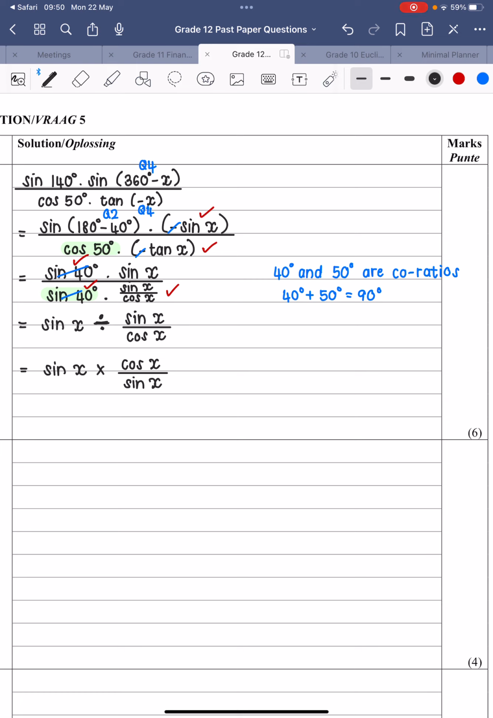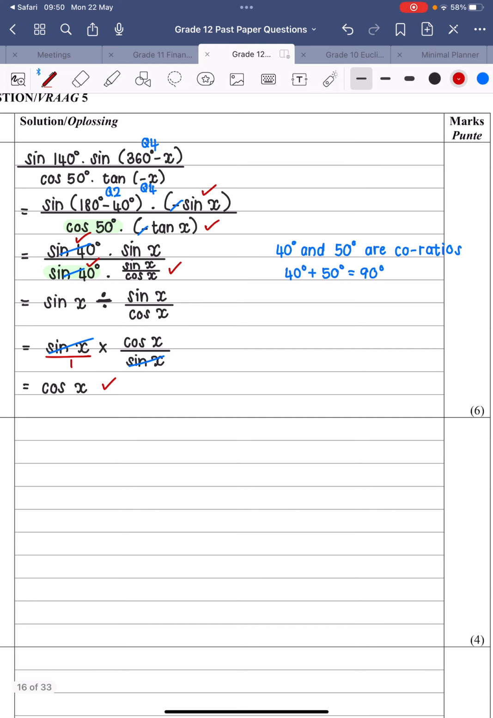Now, the sine x that's on its own is going to cancel out the sine x at the bottom there, because this sine x is the same as sine x over 1, right? So you can cross cancel there. So what am I left with? Cos x. And that will be your final answer. Or final mark, I mean.